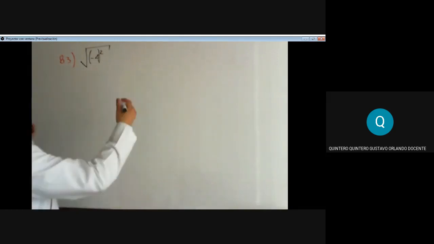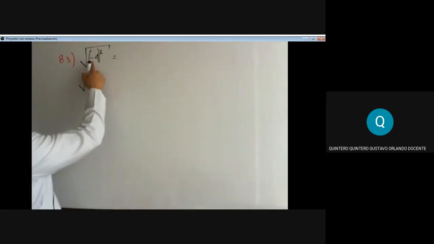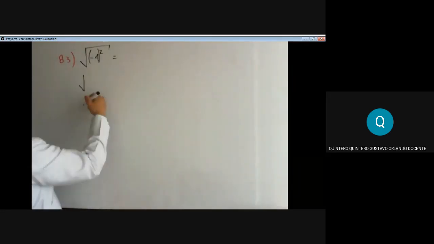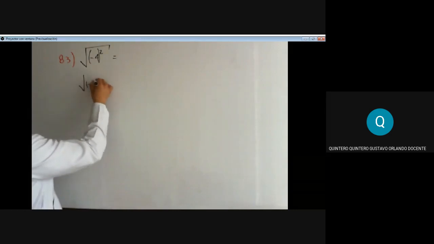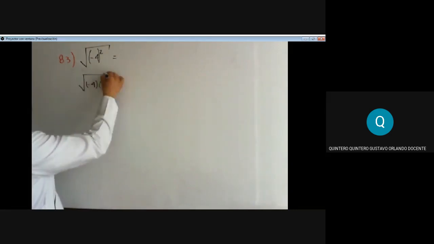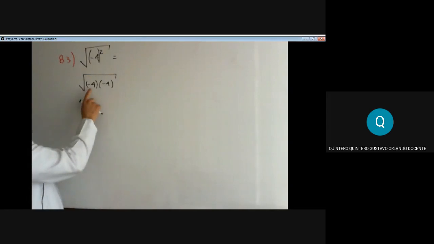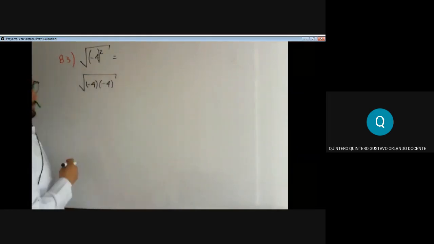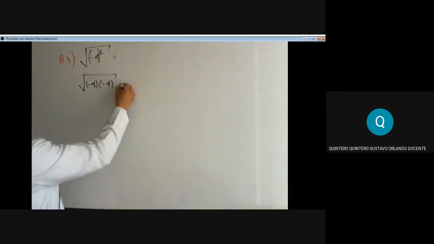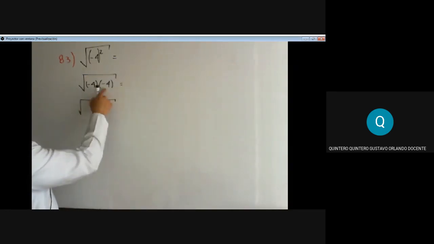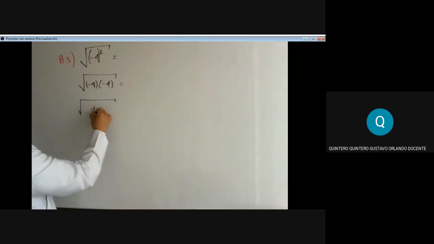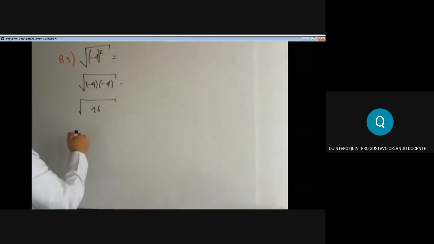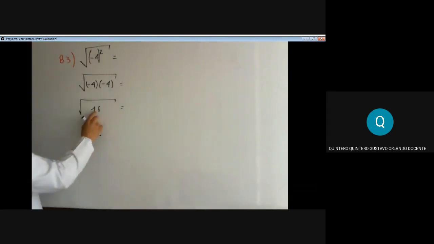All right, let's begin. So this will be the square root of -4 to the second power. -4 to the second power means -4 by -4, right? Remember, the second power means you multiply the base by itself 2 times. So the solution will be -4 by -4. 4 by 4 will be 16, and negative and negative will be positive. So we are looking at the square root of 16.